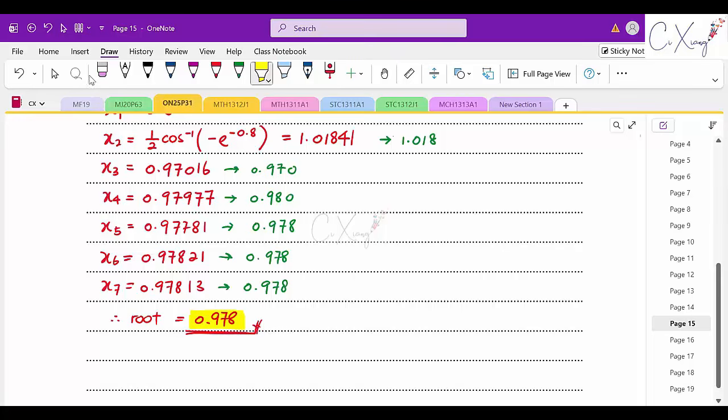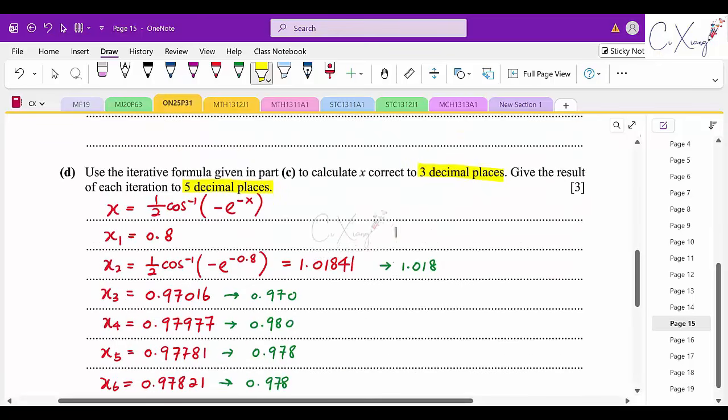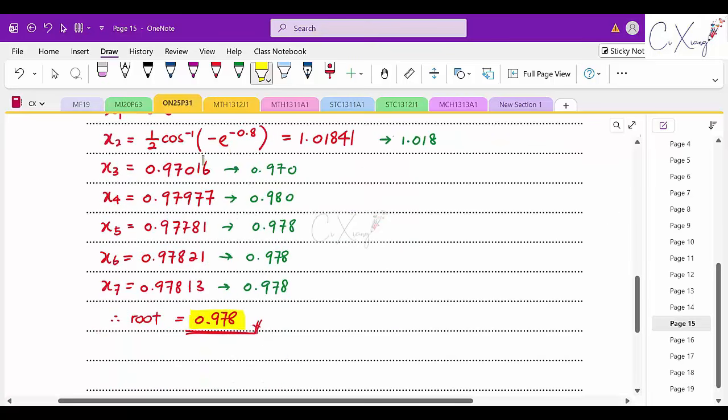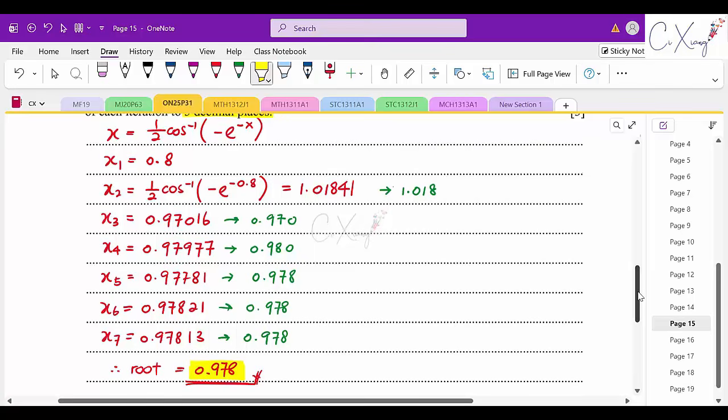Alright, so when you want to write out your iterations, please make sure that you write out all of them in 5 decimal places according to what is requested in the question. Then you can see that I'm trying to write out everything in 5 decimal places. Then we can stop when you get the repeated 3 decimal places answer. Alright, so this is the process of applying the iterative formula to get the root. This is how we answer question number 9.